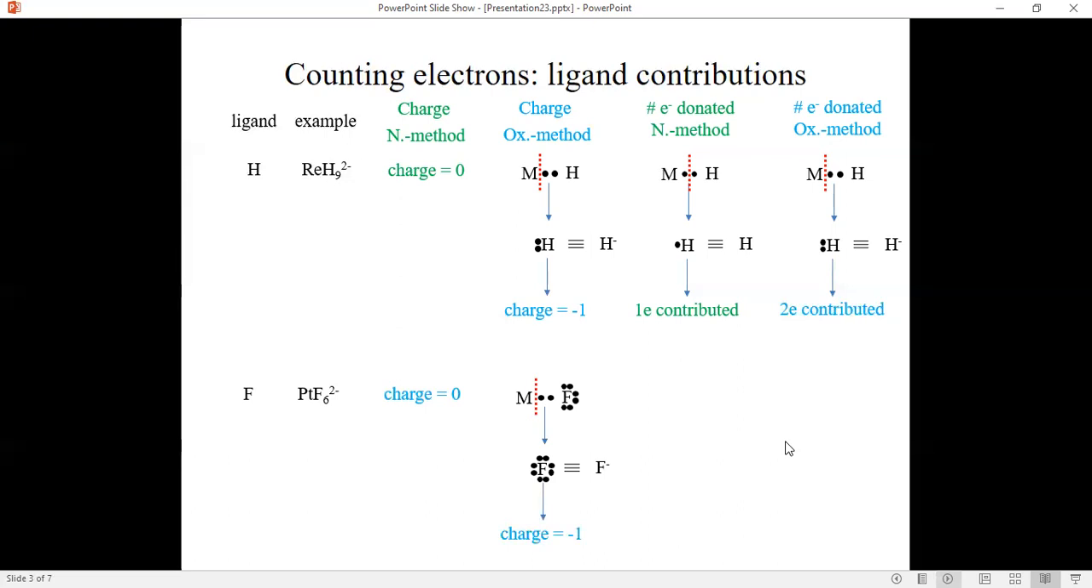Now, how many electrons are donated in the neutral atom method? You have to think about how you have to cleave the bond so that a neutral fragment results. So in the case of the platinum fluorine bond, how do you have to cleave it so that a neutral fragment results?